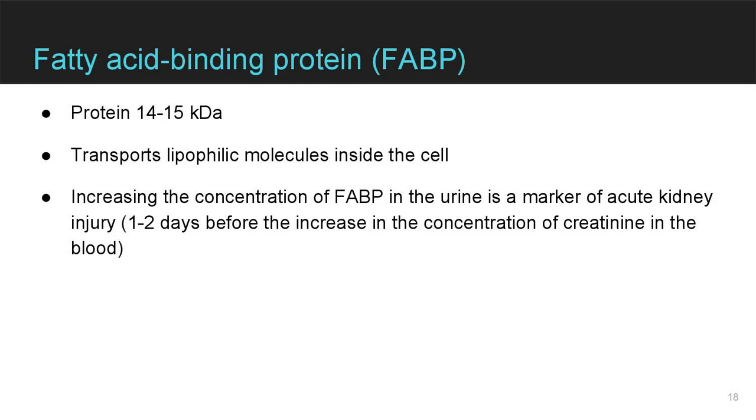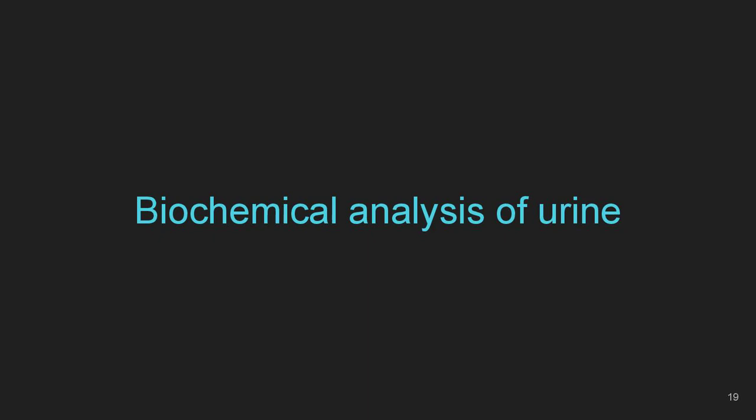Increasing of the concentration of fatty acid binding protein in the urine is a marker of acute kidney injury. Again, from 1 to 2 days before the increase in the concentration of creatinine in the blood. So it's a useful marker for diagnostic of acute kidney injury.